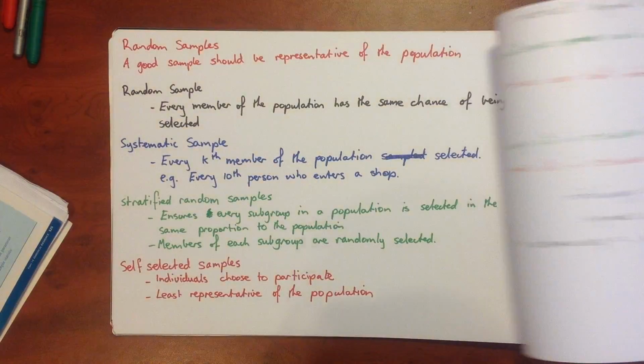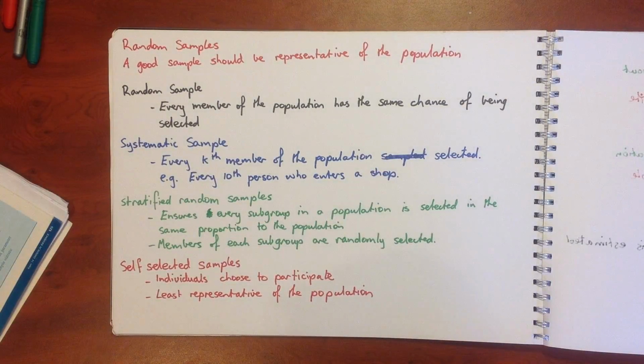And so, talking about sampling methods, random samples. A good sample should be representative of the population. A random sample means that every member of the population has the same chance of being selected. So you want things to be random, otherwise you're going to end up with biased data. A systematic sample just means that every kth member of the population is selected. It could be every 10th person who enters a shop is selected to do a survey or something like that.